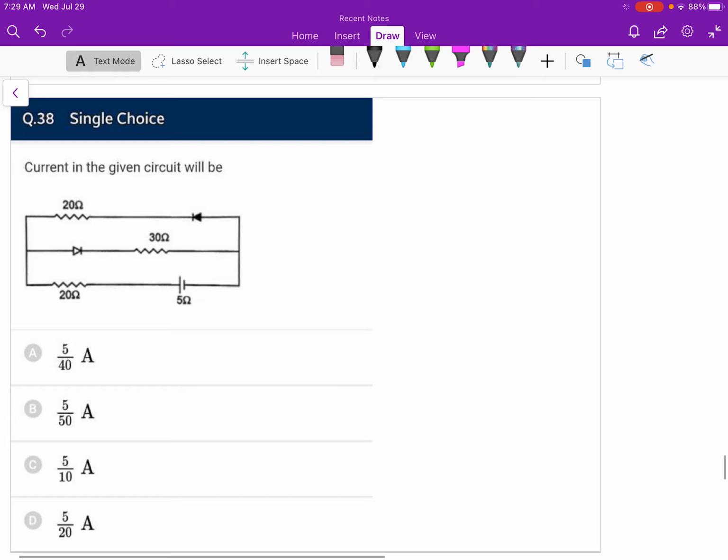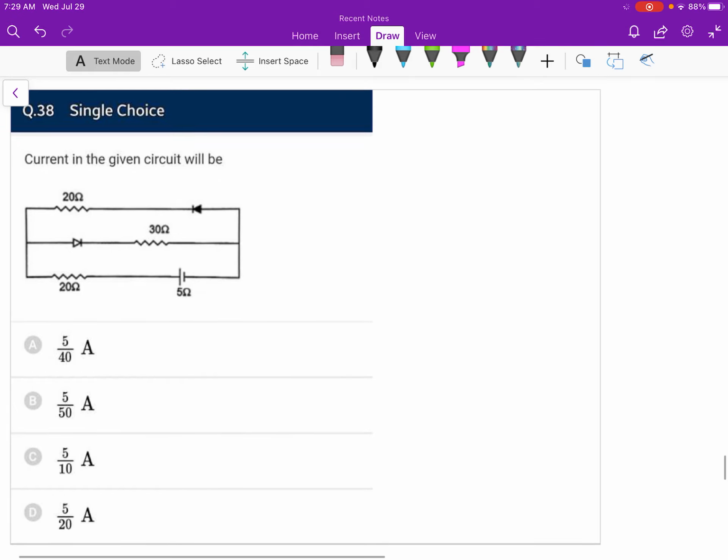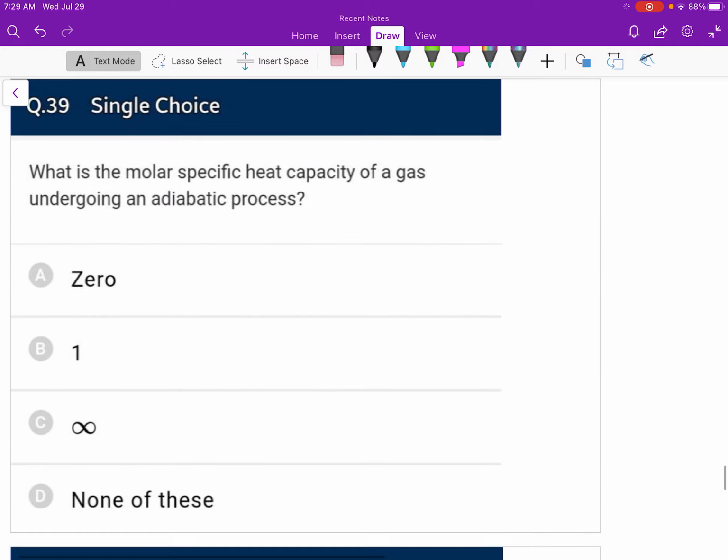Current in the given circuit will be, so we are observing that this upper diode is reverse bias, so no current will flow into this, and into the lower diode the current will be 5 upon 50. So 5 upon 50, B is the correct option.